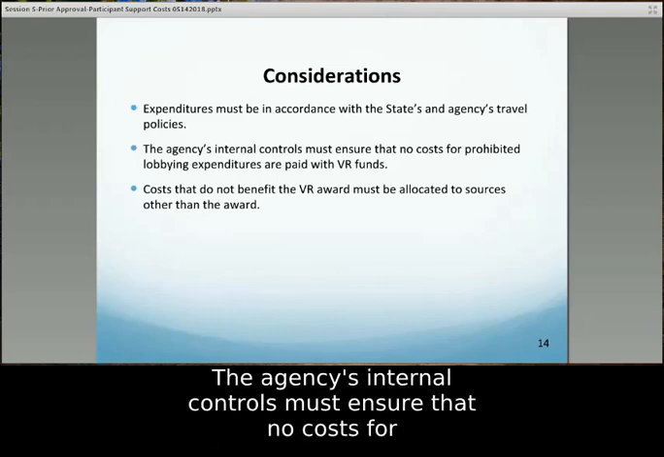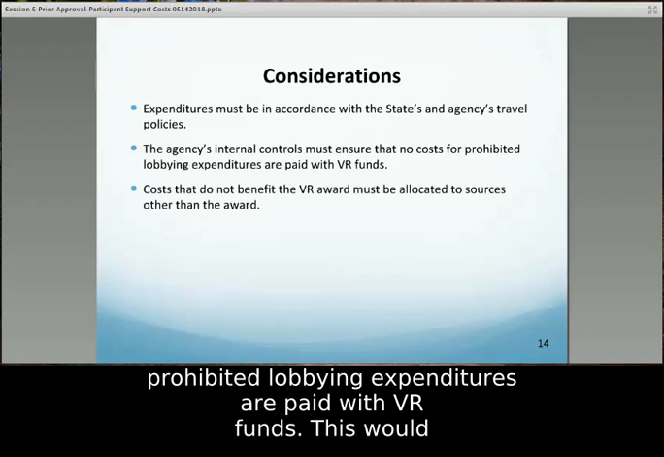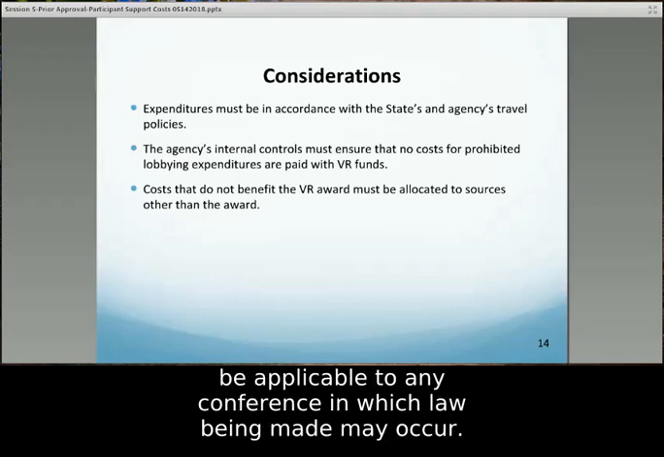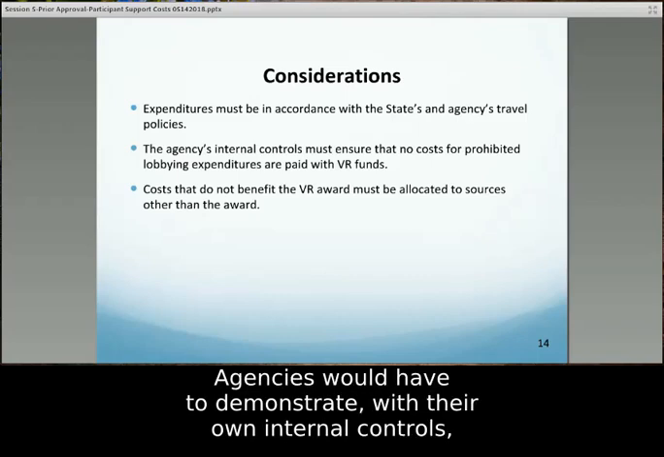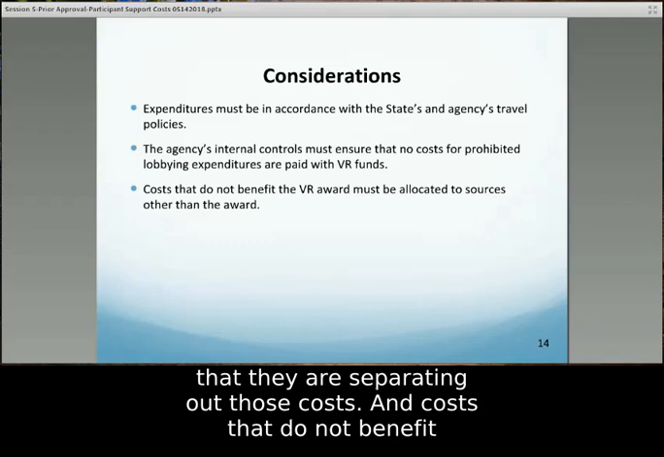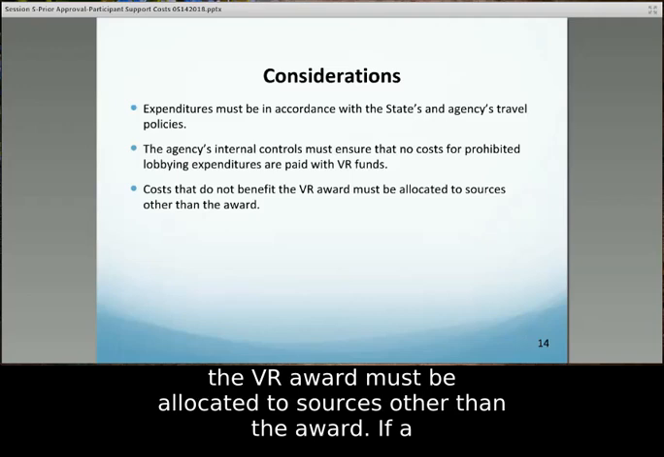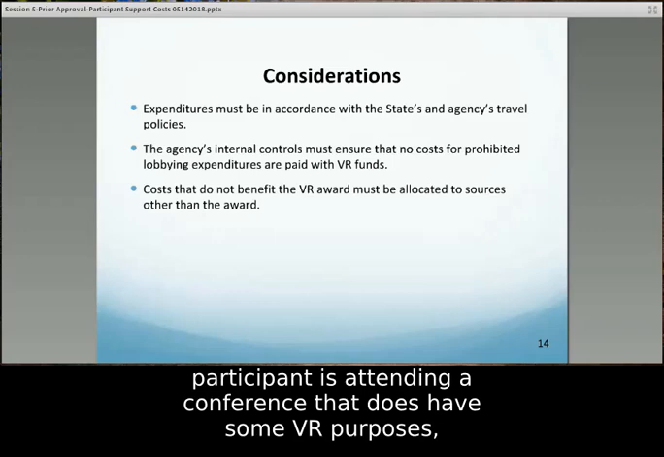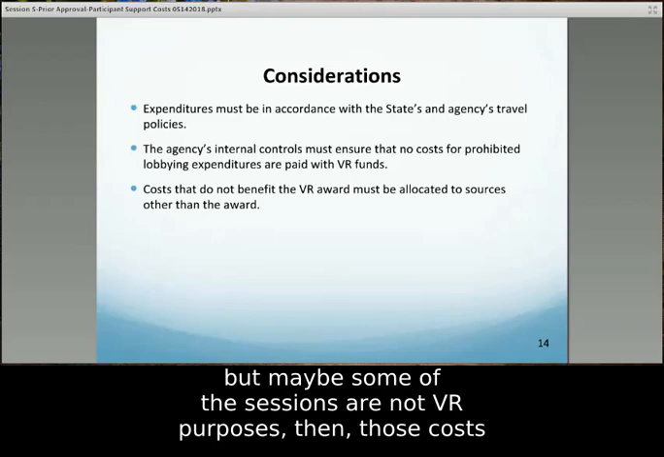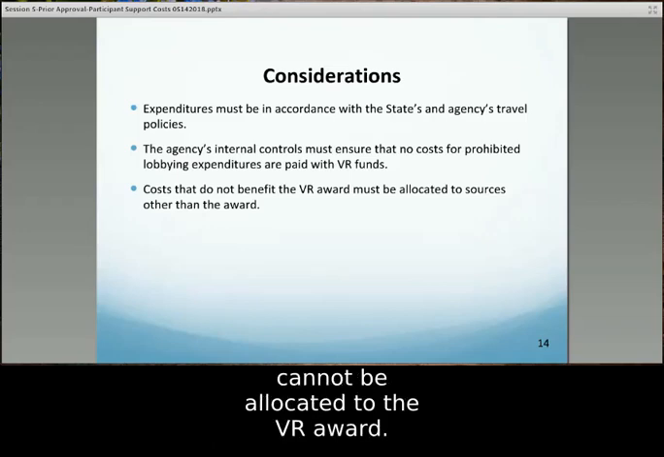The agency's internal controls must ensure that no costs for prohibited lobbying expenditures are paid with VR funds. This would be applicable to any conference in which lobbying may occur. Agencies would have to demonstrate with their own internal controls that they are separating out those costs. And costs that do not benefit the VR award must be allocated to sources other than the award. If a participant is attending a conference that does have some VR purposes, but maybe some of the sessions are not VR purposes, then those costs cannot be allocated to the VR award.